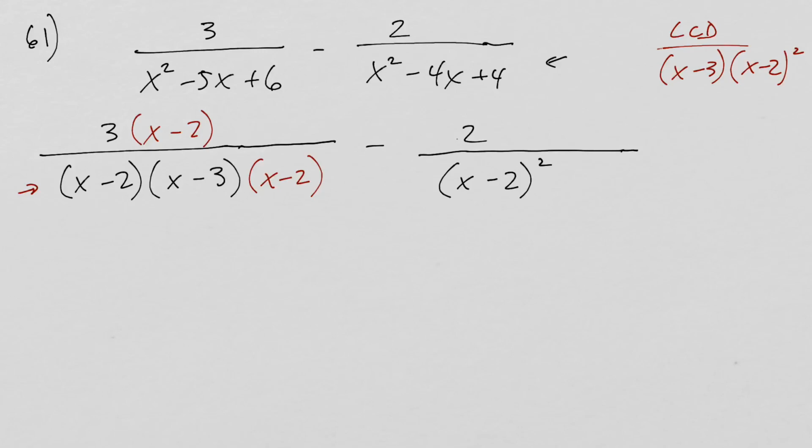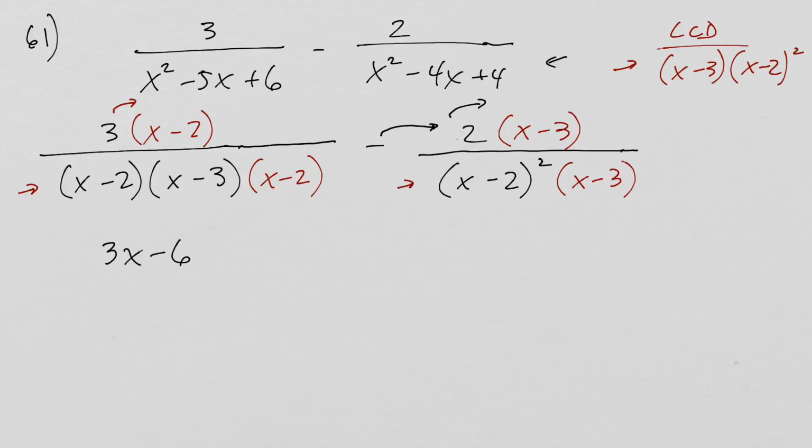To make this bottom right one look like this, I need to multiply by x minus 3. So I'll do that up here as well. Okay. Now, distributing this 3, I'm going to end up with a 3x minus 6. Distributing this, I'll tack this negative onto the 2 and distribute the negative 2, in which case I'll get negative 2x plus 6. It's a common mistake to have a minus there because people sometimes only look at that one sign, but we're distributing a negative 2 there.